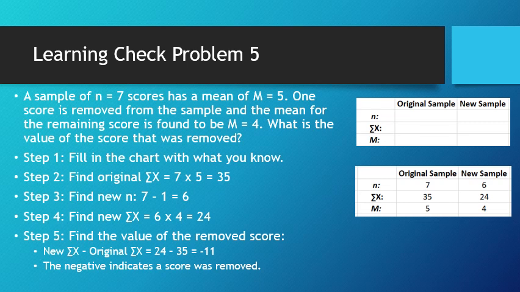Step 5. Now we're going to find the value of the score that was removed. We do this by saying new summation of x minus the original summation of x. Well, the new summation of x is 24. The original was 35. So that gives you negative 11. The negative indicates that a score was removed. So a score of x equals 11 was removed from the distribution.